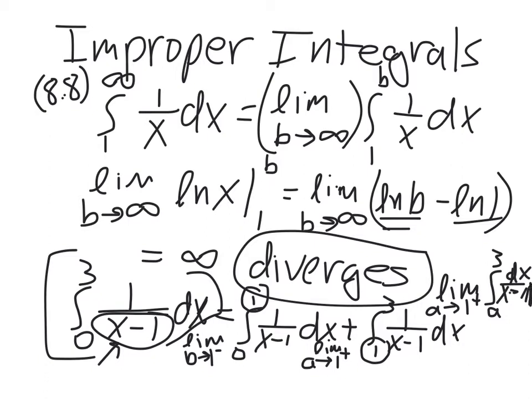So your integral would be separated into two parts. One, the first one where the very highest possible value would be your 1, and then the second one, a would approach 1 from the right, would be your lowest value in that interval. Okay? Okay. Other questions on improper integrals?